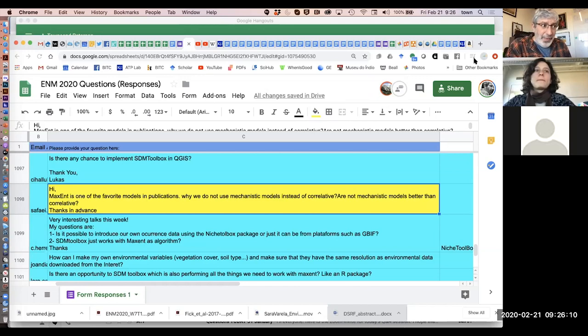But just switching to mechanistic models is not a universal solution. To give you two examples of problems that need to be overcome, one is that of scale. Let's say we're talking about this butterfly, which has an odd pink patch on its back wing.